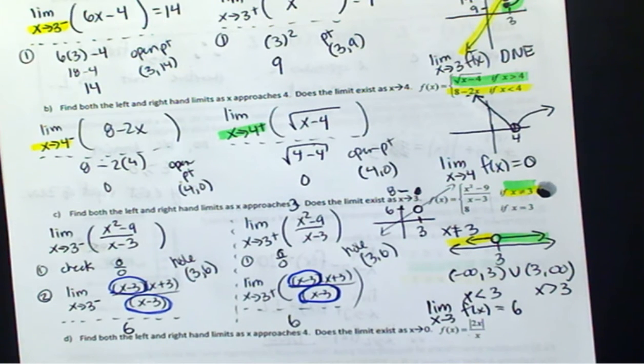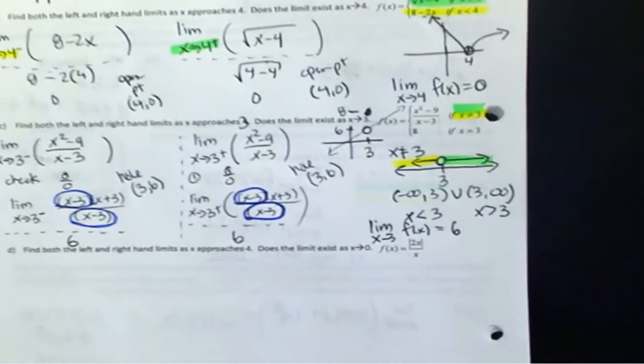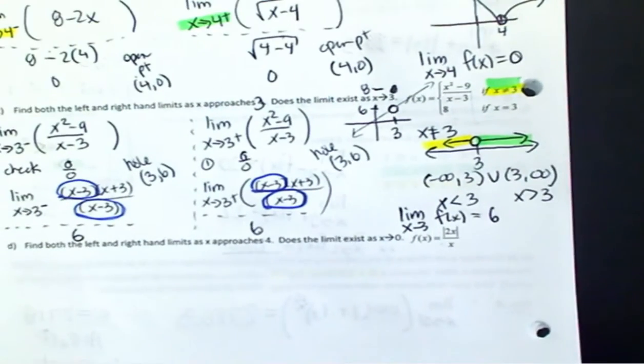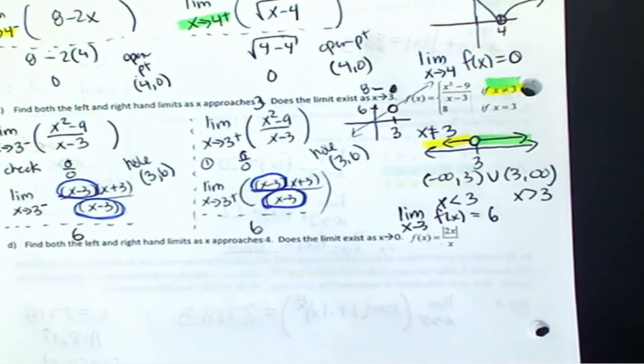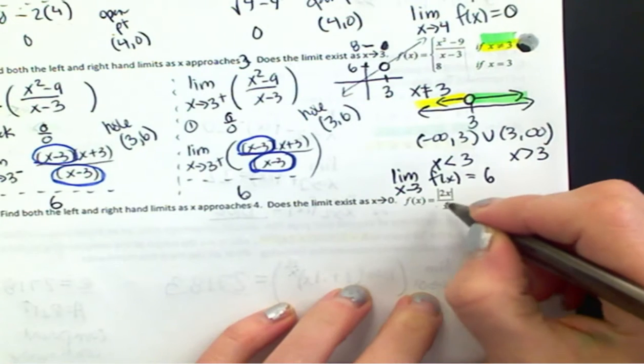Okay, last question. Oh, absolute value. Can you write that as a piecewise for me before we actually try to find the limit? Yes, there is a purpose to every review worksheet you do. And it's right here. Write it as a piecewise.